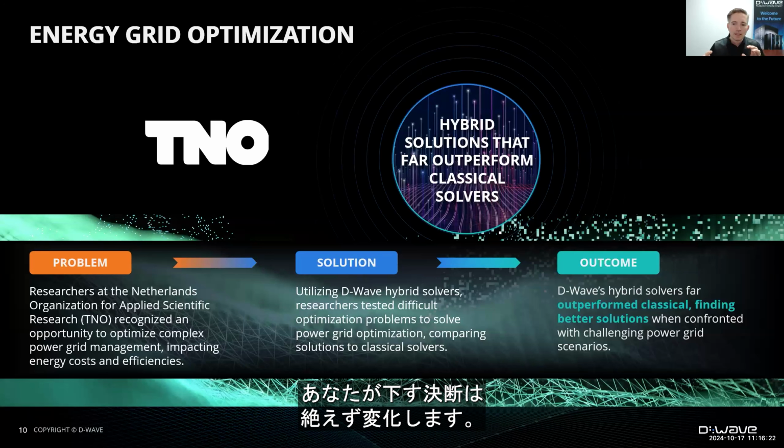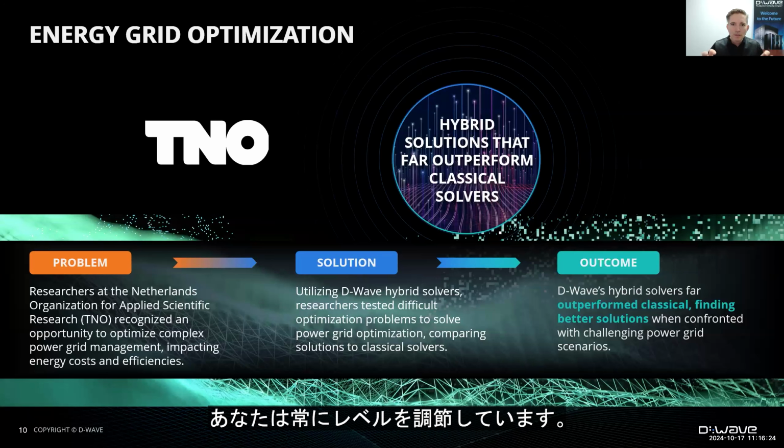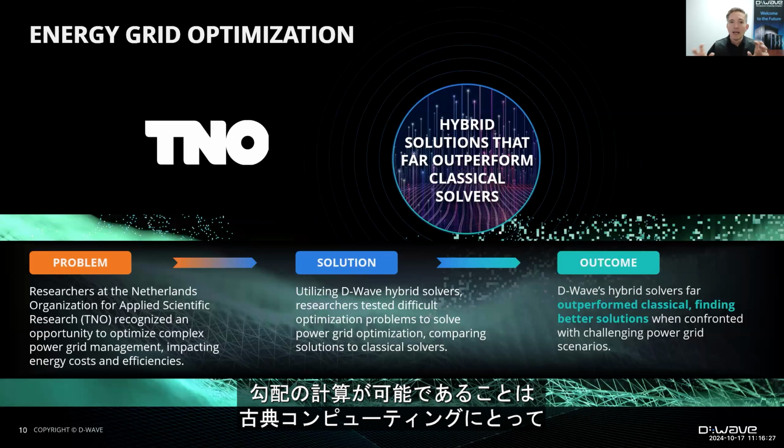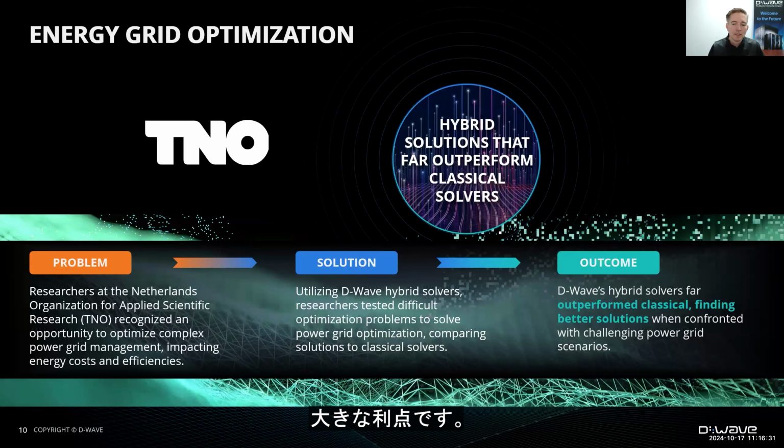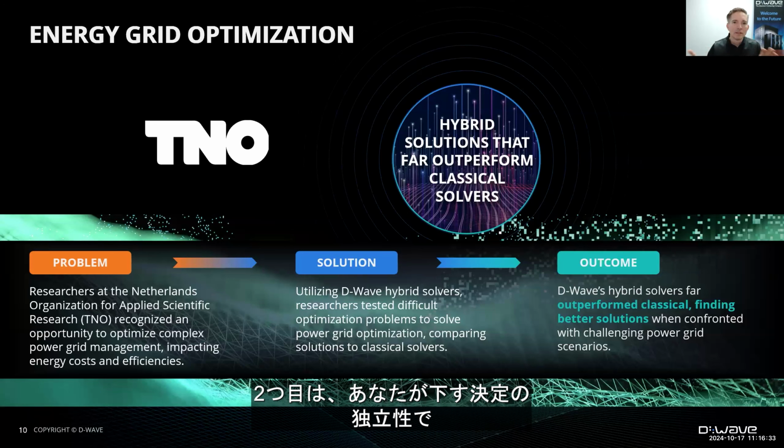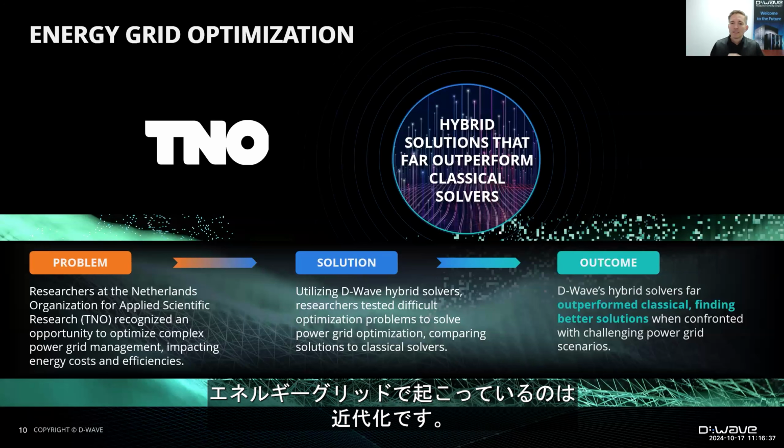So the decisions you're making are continuously variable. You're constantly adjusting levels, so calculating gradients is available to you, and that's a big advantage for classical computing. And the second thing is the independence of the decisions that you're making; that's also a big advantage for classical computing. But what's happening with energy grids is that they're modernizing.